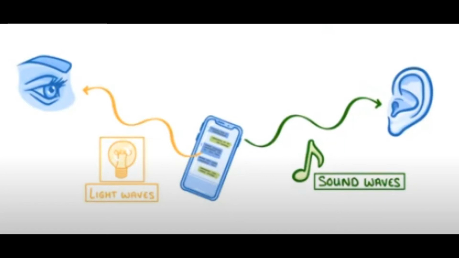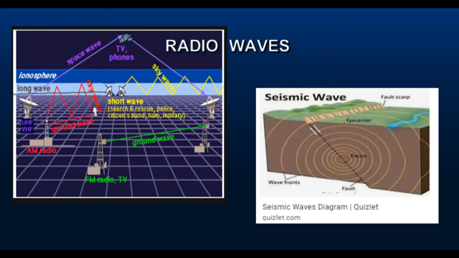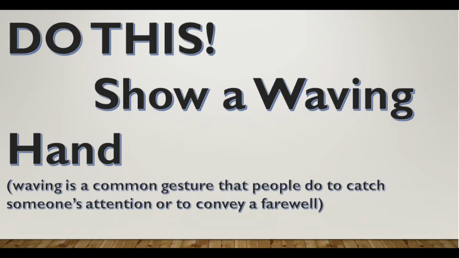Visible light is actually an electromagnetic wave, and this is how you see things around you. Radio waves are also electromagnetic waves and how your electronic device is receiving this video. Seismic waves are waves of energy which travel through the earth. Let's start studying about waves by doing this.